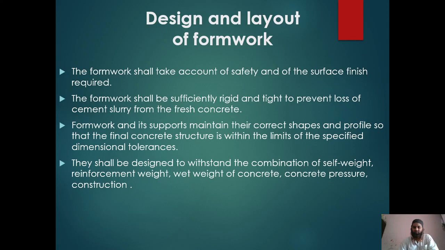The formwork should be sufficiently rigid and tight to prevent loss of cement slurry from the fresh concrete. So it should be tight enough, because at the edges the formwork joins together. If the formwork is not proper, then there are chances of this formwork moving away from the fresh concrete also. So these chances are still there. Formwork and its supports must maintain their correct shapes and profile so that the final concrete structure is within the limits of the specified dimensional tolerances. So even this is important. It should support correct shapes and profile, so that the desired dimensions are achieved here.